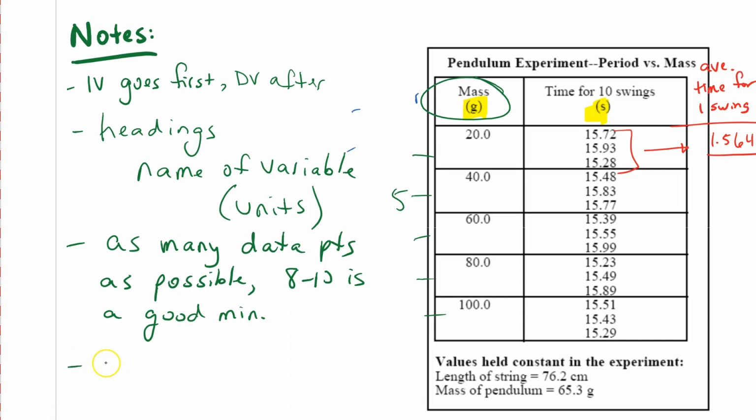And the independent variable range. So again, this is the largest divided by the smallest should be greater than or equal to 5. So this is a good example. So when you're picking which values, what masses should we put on there, you should have the largest divided by the smallest be at least 5.